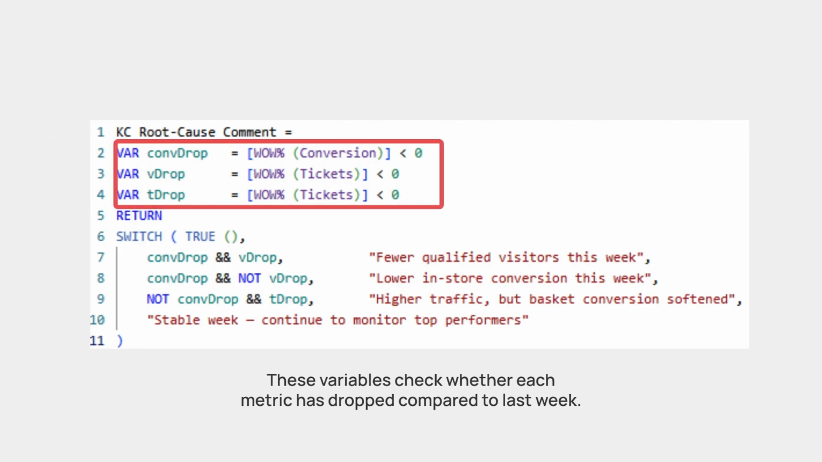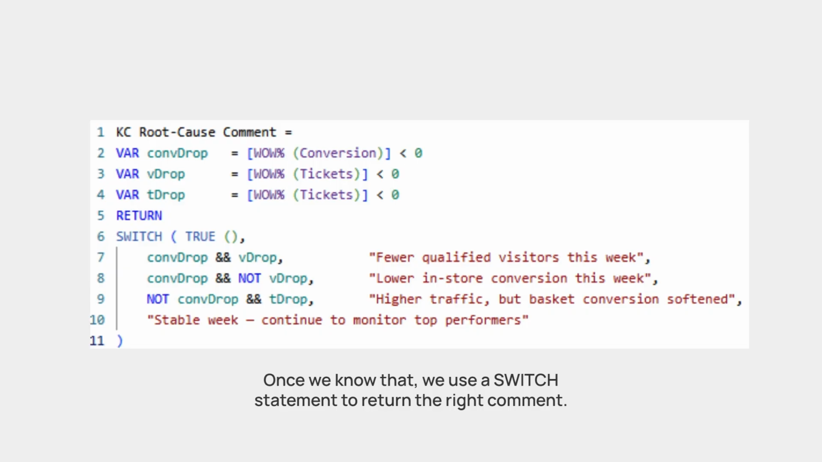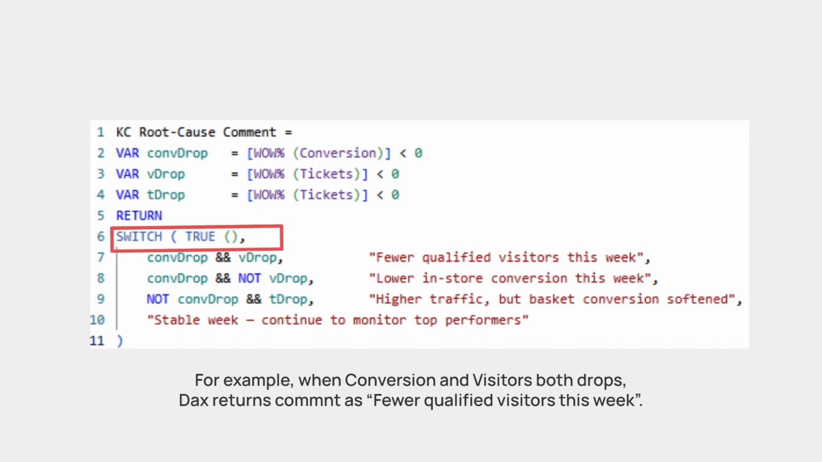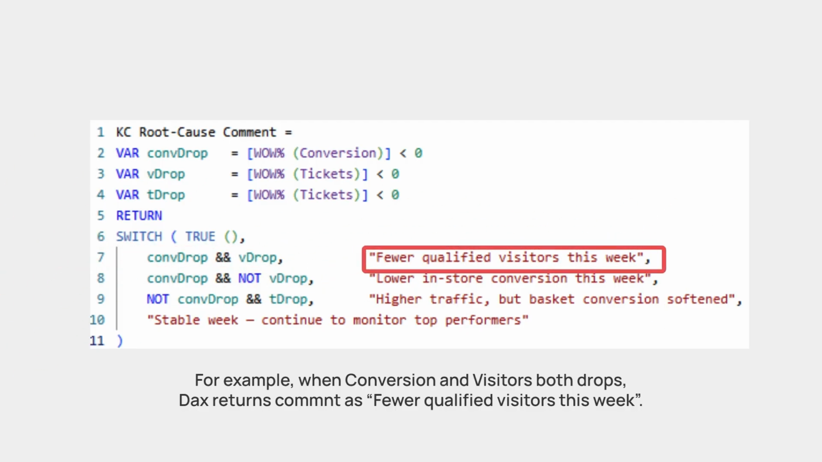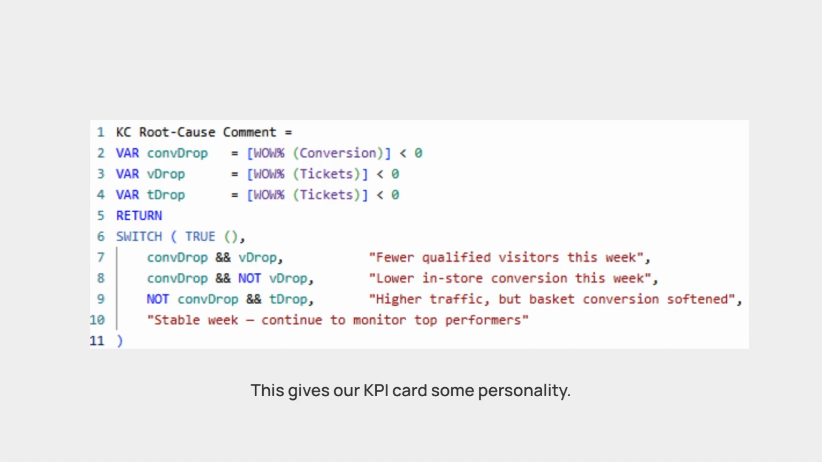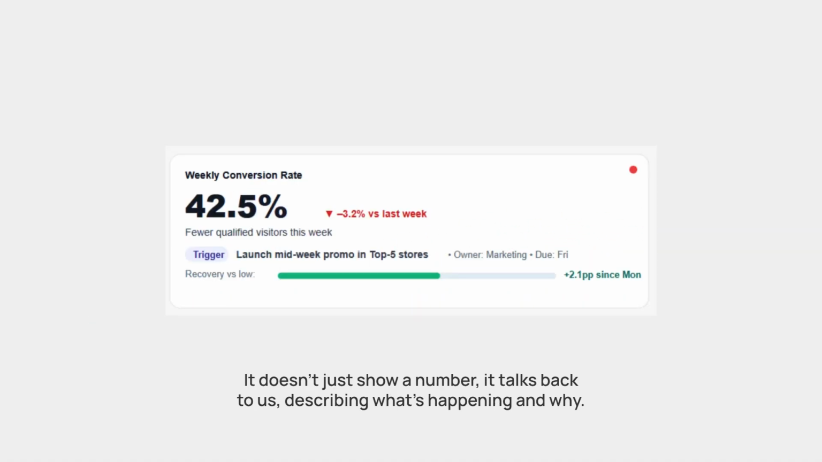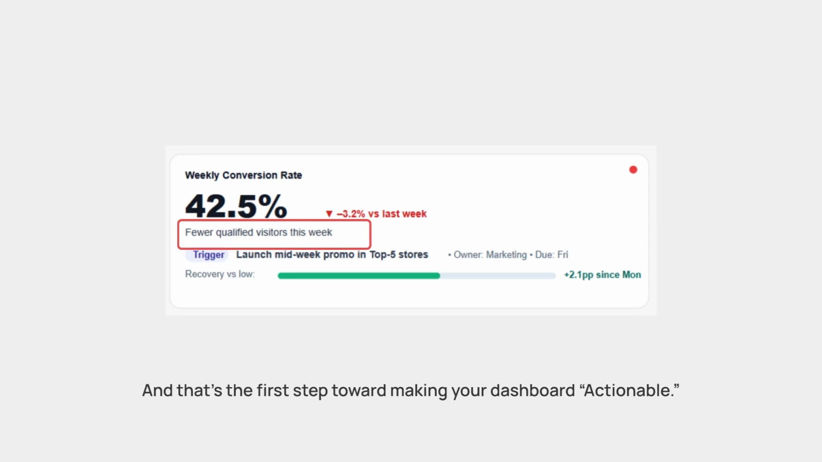These variables check whether each metric has dropped compared to last week. Once we know that, we use a switch statement to return the right comment. For example, when conversion and visitors both drop, DAX returns the comment "fewer qualified visitors this week." This gives our KPI card some personality. It doesn't just show a number, it talks back to us, describing what's happening and why. And that's the first step toward making your dashboard actionable.